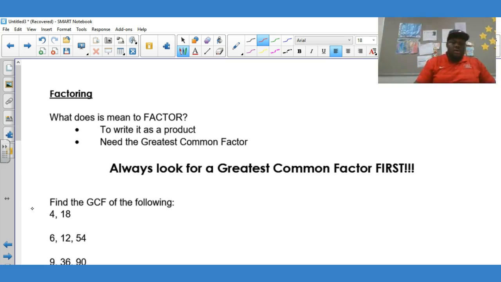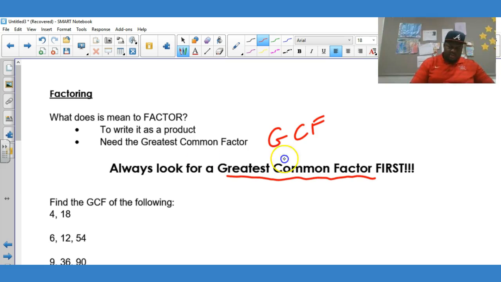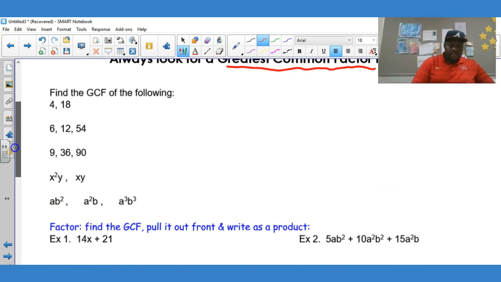All right, well, to write it as a product, which means write it as a multiplication problem. You need to find the greatest common factor, or the GCF. So always look for the greatest common factor first. Okay, so right here between 4 and 18, what would be the greatest common factor?